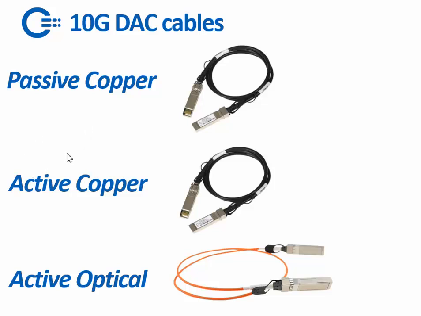Active copper is amplifying the signal of the laser, which means the signal comes in and it will amplify it, and it will have some more electronics for forward error control and some other Ethernet framing chips on it, and thus they are a bit more expensive. The last one is the active optical, which is basically an SR optic, but with a wire attached to it. And this is one that we have been deploying a lot lately.